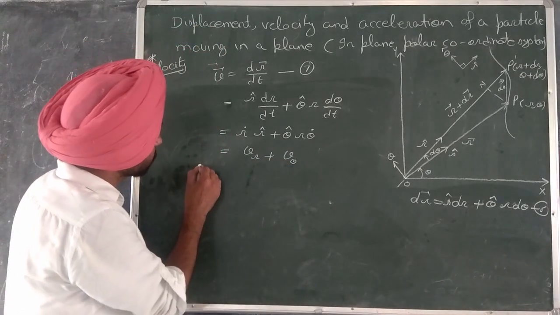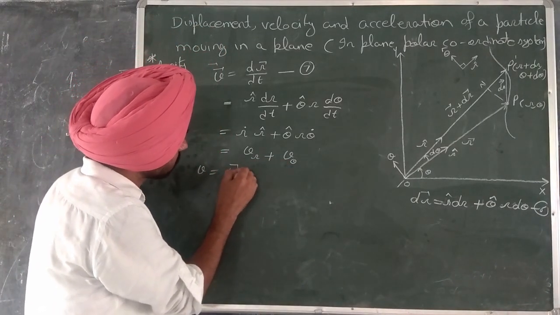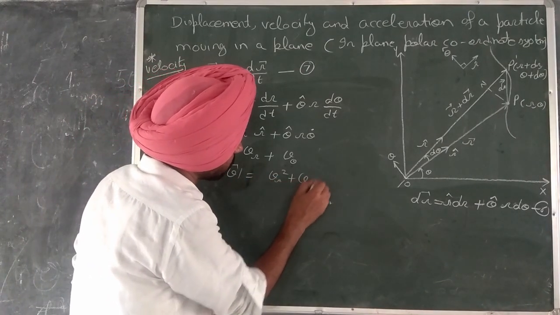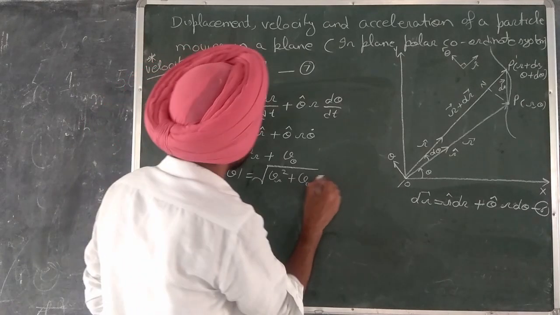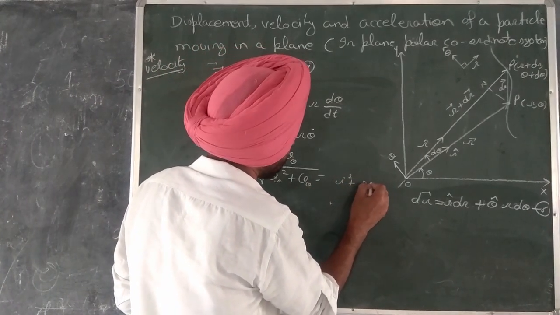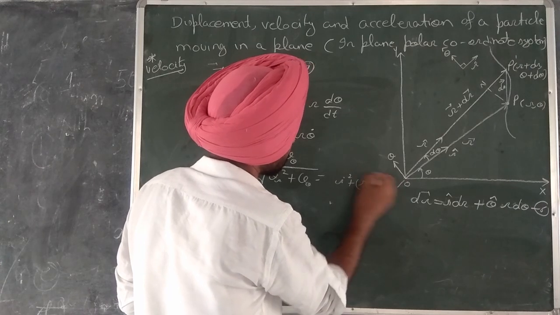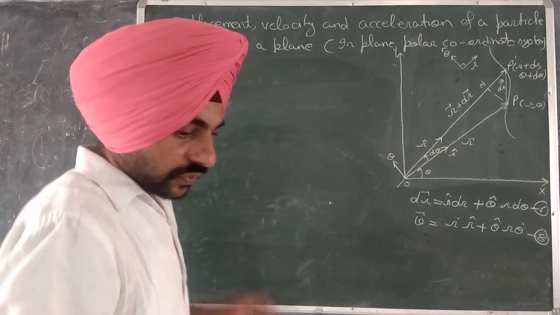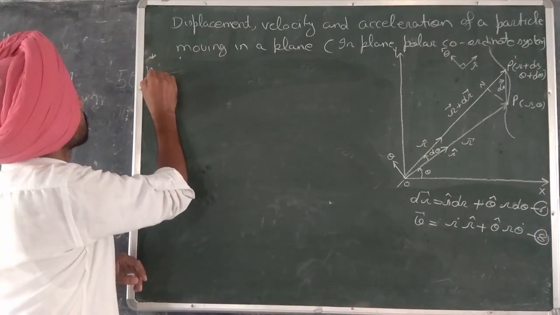In terms of magnitude, V equal to the square root of Vr squared plus Vθ squared. So you can write it as the square root of r dot squared plus r θ dot whole squared. This is equation number 8. We will find out the acceleration.